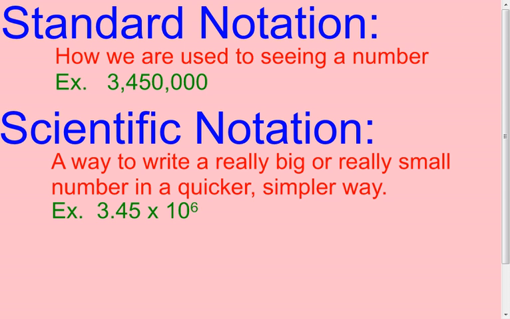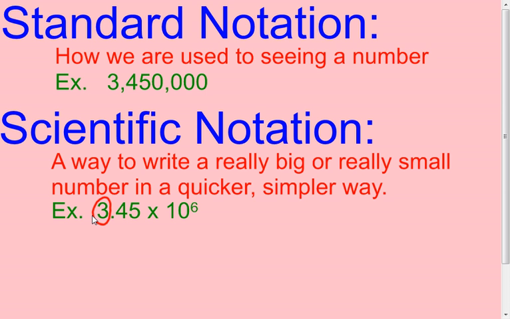So when we see the number 3,450,000, we might write it in scientific notation. Just to remember that when you write things in scientific notation, you need to have one number to the left of the decimal. That would be the 3 in this case. That number can't be a 0 and it can't be a 10. So it has to be a 1, 2, 3, 4, 5, 6, 7, 8, or 9.